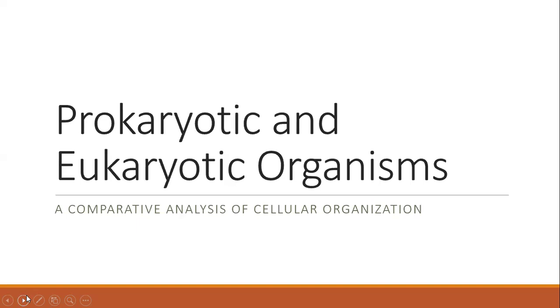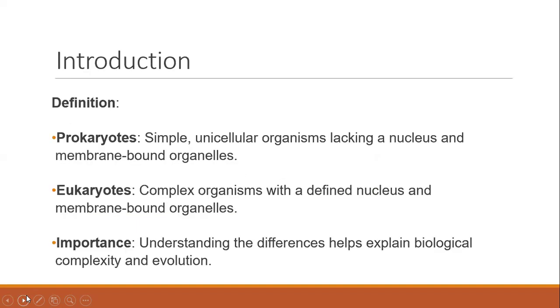And now we want to take a short look at prokaryotic and eukaryotic organisms. We want to analyze their cellular organization. Now, we'll start with some definition. Prokaryotes are basically simple unicellular organisms lacking a nucleus, and they lack membrane-bound organelles. On the other hand, eukaryotes are complex organisms. They have a defined nucleus and they have membrane-bound organelles.